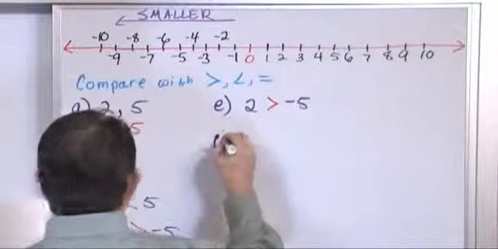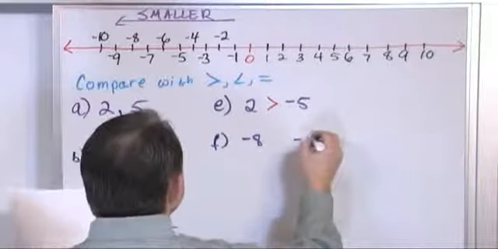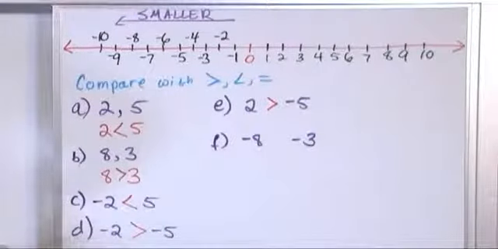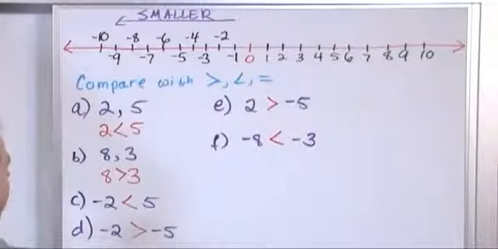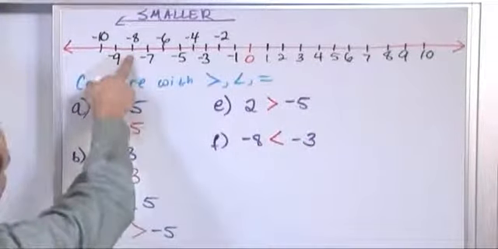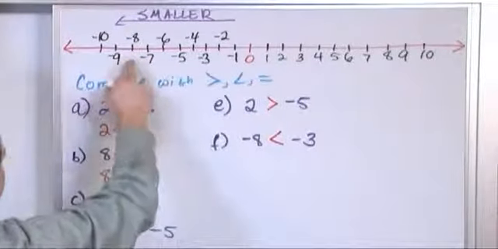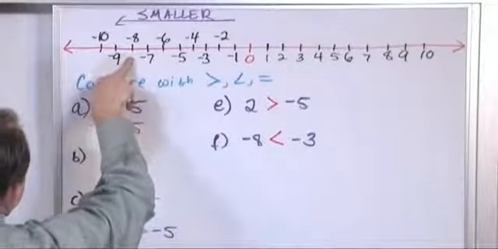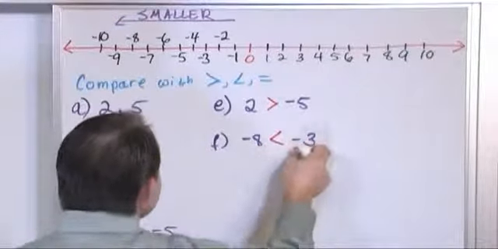Okay, F is -8 and -3. And you always point to the smaller number. In this case it is -8, because if you look at the board here, -8 is way over here. -3 is way over here. This one is farther that way, so it's smaller. You see here I owe you more pencils, so it's smaller. Always points to the smaller number. -8 is less than -3.